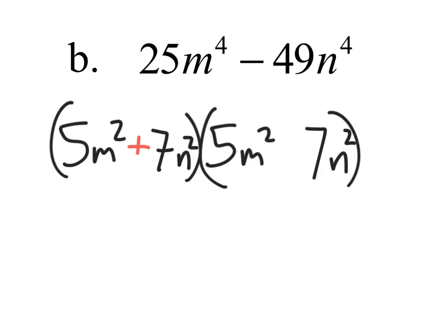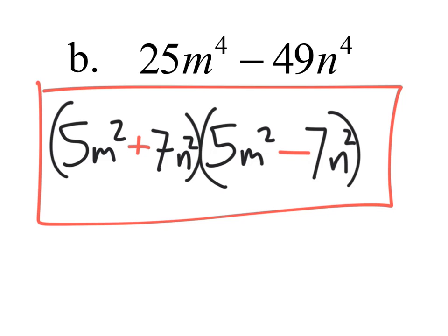We're going to have a positive in the first set and a negative in the second, and so we just factored that, and if actually we FOILed this, that would simplify to 25m to the fourth minus 49n to the fourth, and this is, ladies and gentlemen, our answer.